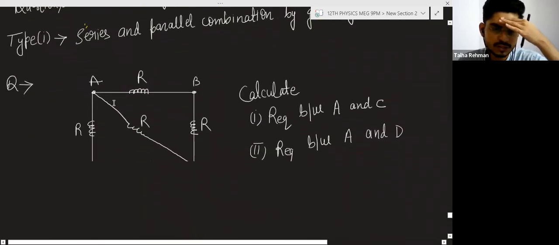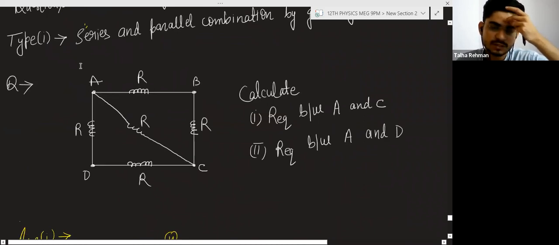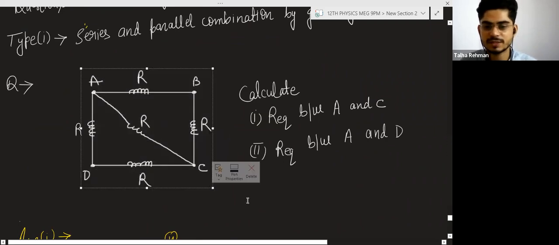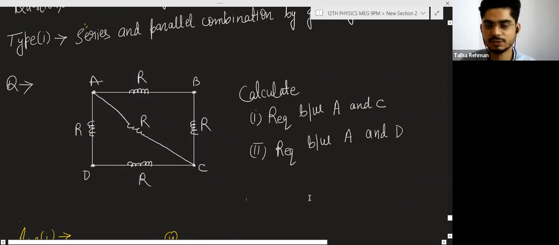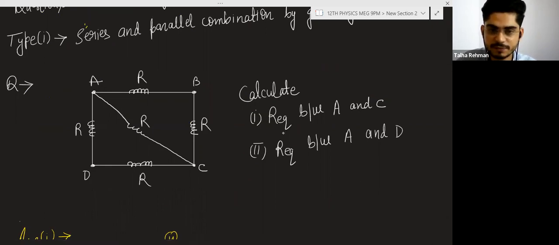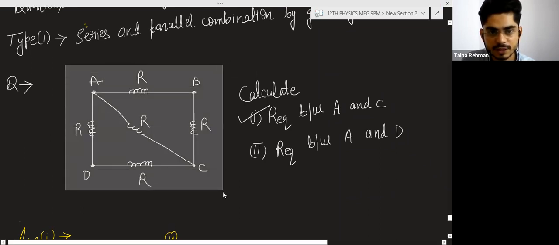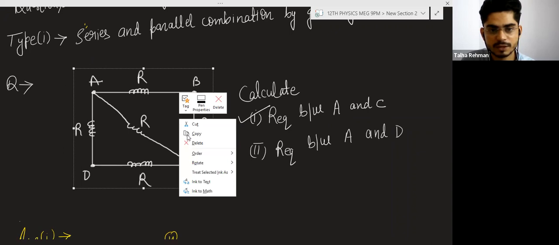So in this way, you can solve these kinds of questions. This question is looking complicated, but this question is not complicated if we solve this question in a planned way, step by step manner. Means we have just completed the first part of the question. Means we have found the equivalent resistance between point A and point C. Now we will calculate the equivalent resistance between point A and D.